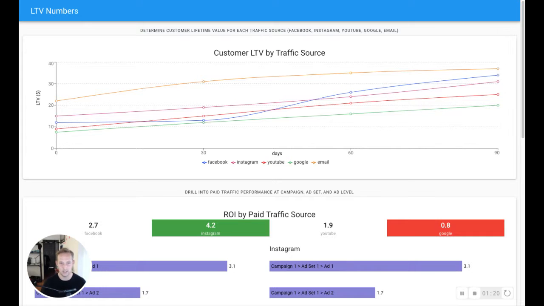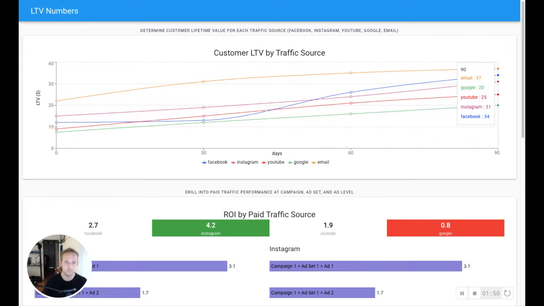And here's what you need to understand. What I have here, I'm showing Facebook, Instagram, YouTube, Google, and email. But you could just as well imagine 5 different Facebook ad campaigns. Really, I'm just showing here that you have different traffic sources that you're using to acquire customers and make sales. So let's say, for example, that you make $12 from a customer on day 0 from Facebook. But by the time you get to day 90, you're making $34 from that customer.